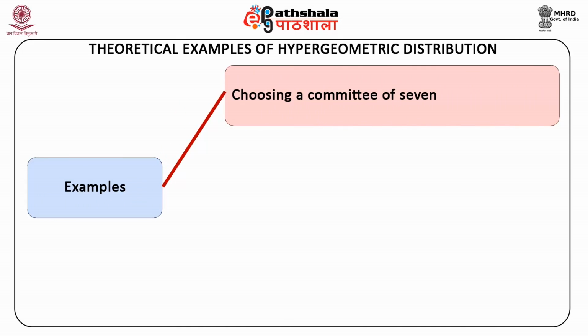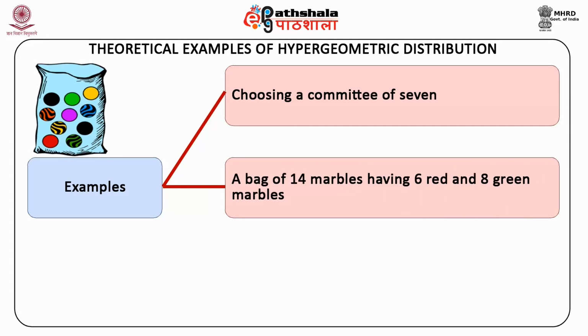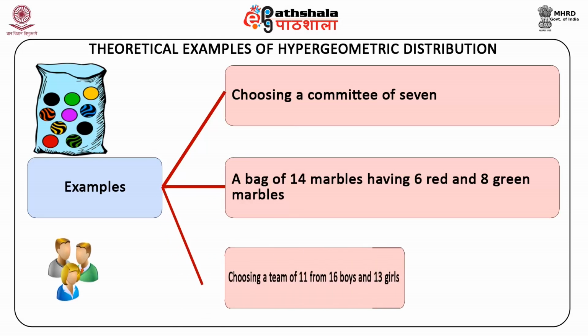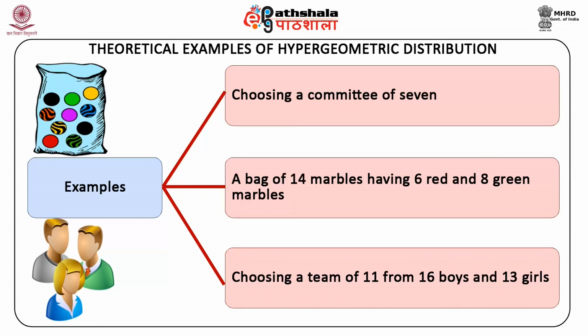Number 1, choosing a committee of 7 from the legislature consisting of 52 Democrats and 48 Republicans. Number 2, you have a bag of 14 marbles in which there are 6 red and 8 green marbles. You randomly select 2 marbles without replacement and count the number of green marbles you have selected. Number 3, choosing a team of 11 from a group of 16 boys and 13 girls.